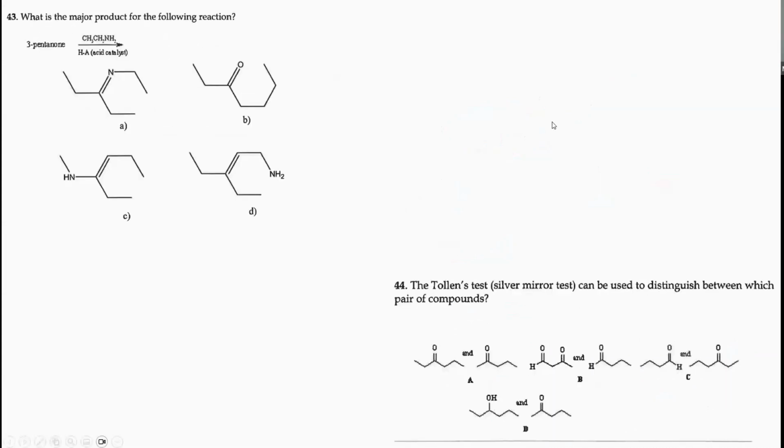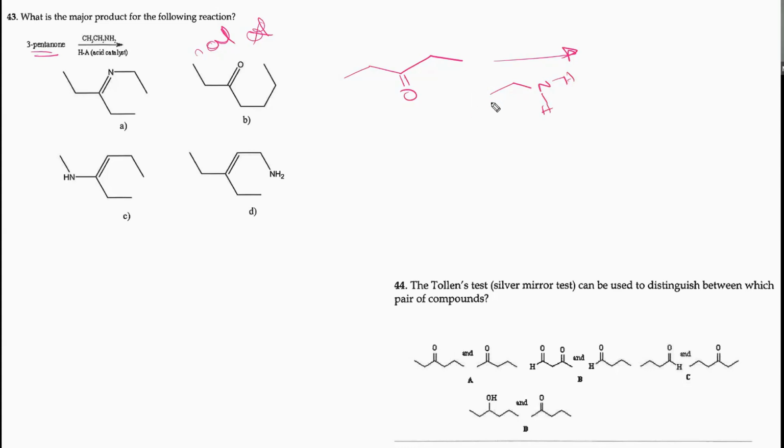So what is the major product of this reaction that you see here? I'm going to solve it right away without waiting for an answer. So 3-pentanone, you should know how to name these ketones and aldehydes. If it's an aldehyde, it's going to end with an al. Okay, so 3-pentanone, it's a ketone. You're treating this with ethylamine.